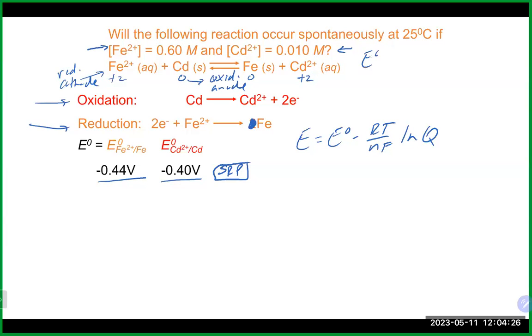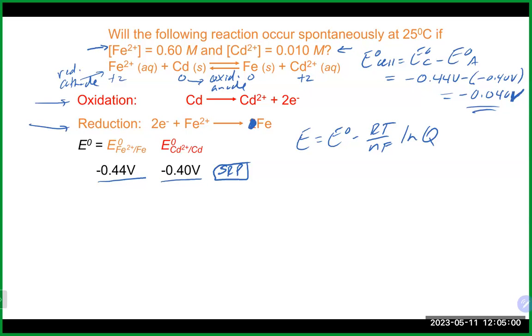So our E naught of our cell is going to be our cathode minus our anode. And once again here, I'm not going to change the sign because I'm subtracting. So our cathode in this case being our iron, which is minus 0.44 volts, minus our anode, which is minus 0.4 volts. Going to give us an E of the cell here of negative 0.44 minus 0.4, gets us a minus 0.04 volts.